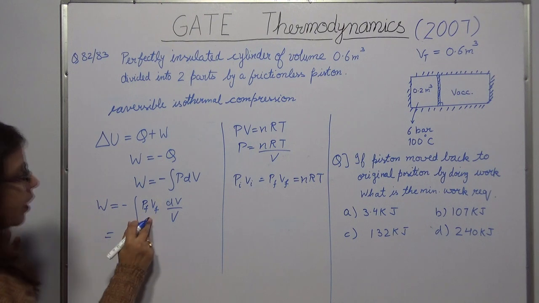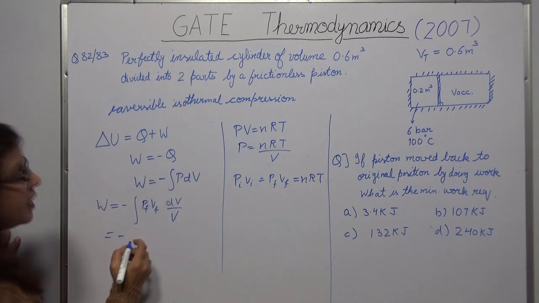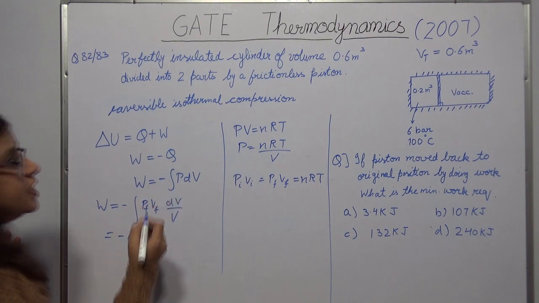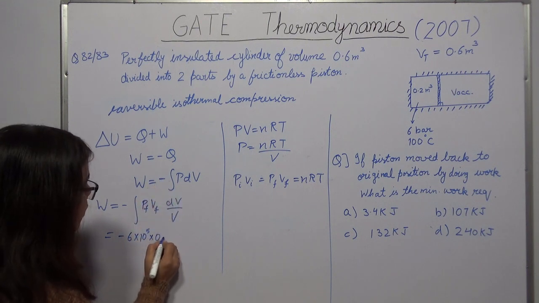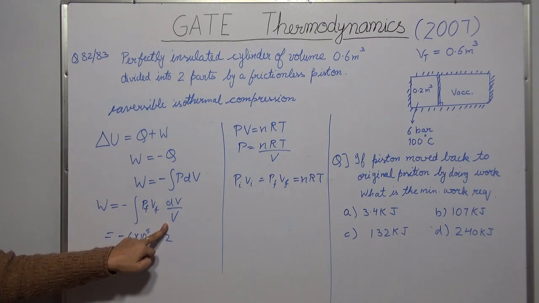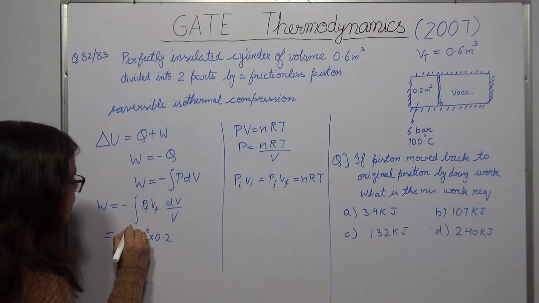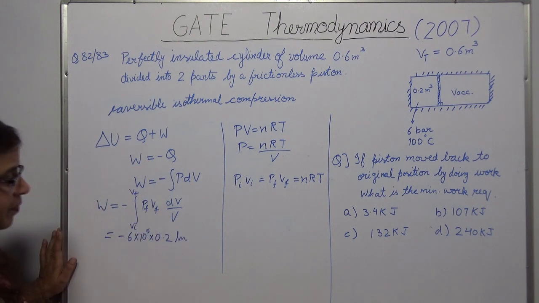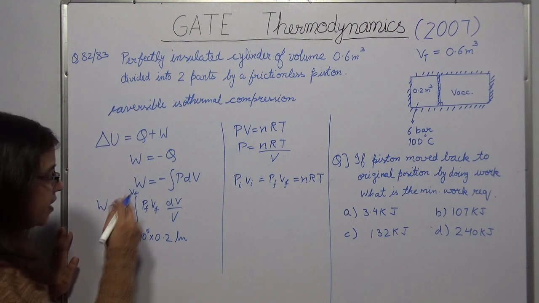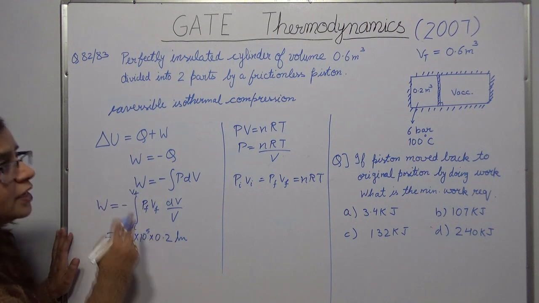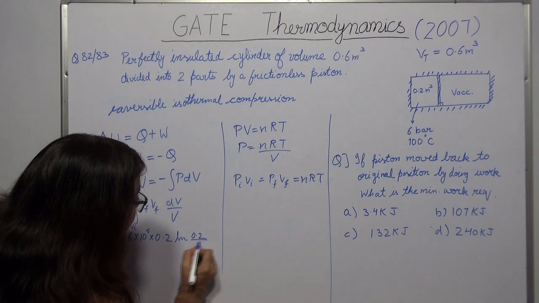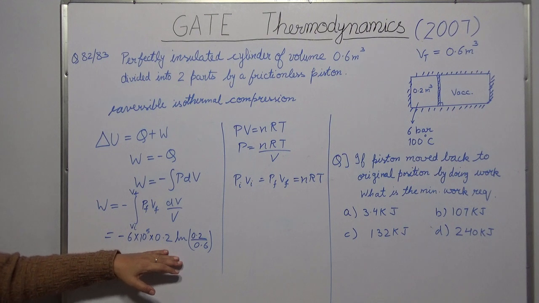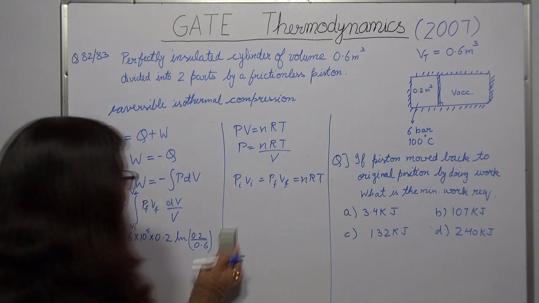So what is now your Pf? That is 6 bar, so 6 into 10 raised to 5 Pascal. Vf is 0.2 meter cube. dV by V, if I integrate it with limits from Vi to Vf, gives ln of V. When I apply the limits, it will be ln of Vf by Vi. Vf is 0.2 and Vi is 0.6. I have to just solve this and find the answer.